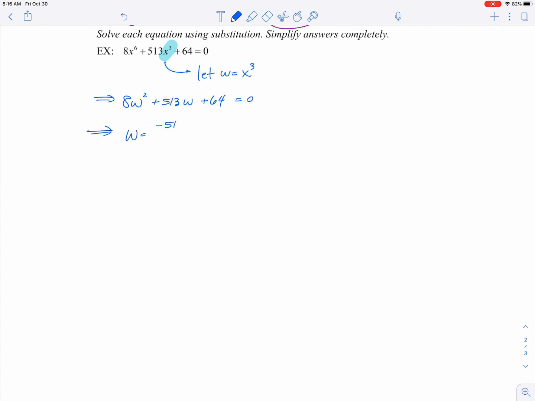So w is equal to negative 513 plus or minus the square root of 513 squared minus 4 times 8 times 64, all divided by 2 times 8, which is negative 513 plus or minus the square root of, calculator time, 513 squared is large, minus the quantity 4 times 8 times 64, which should be 4,096. Nope, 2,048. I was off.